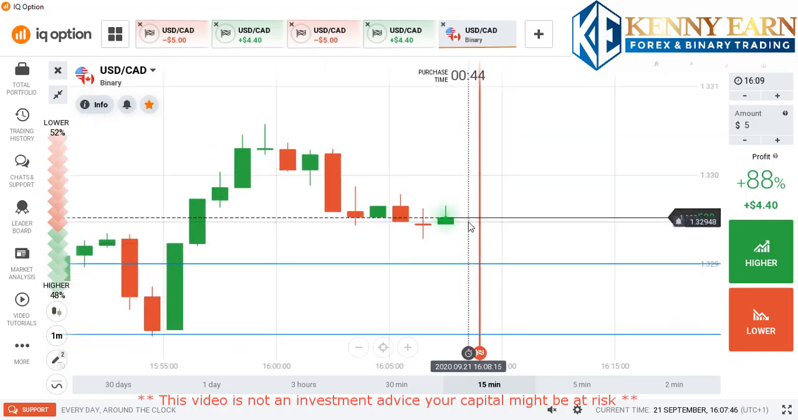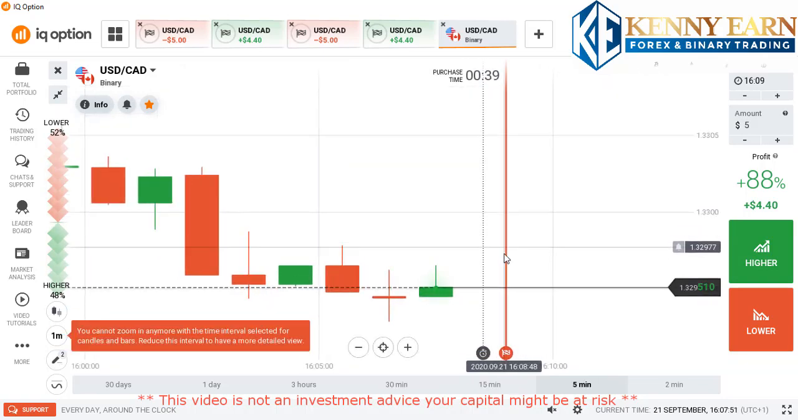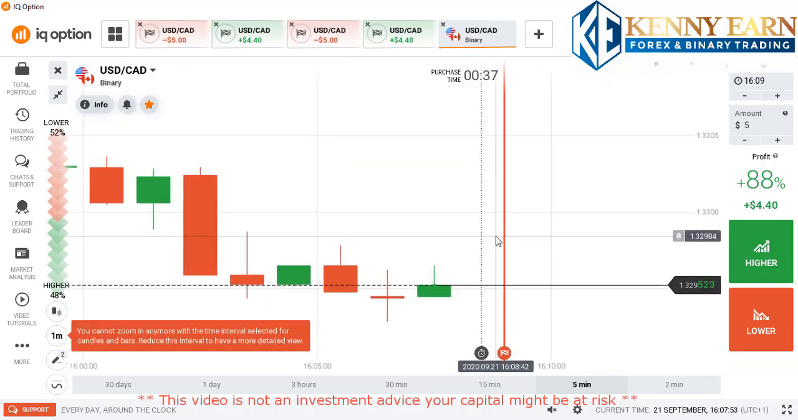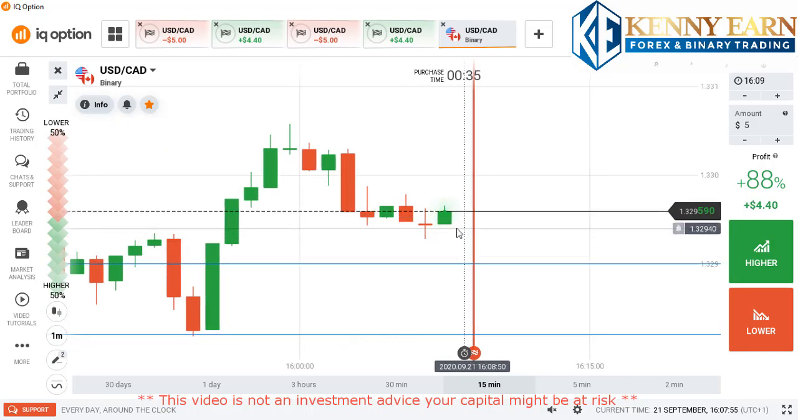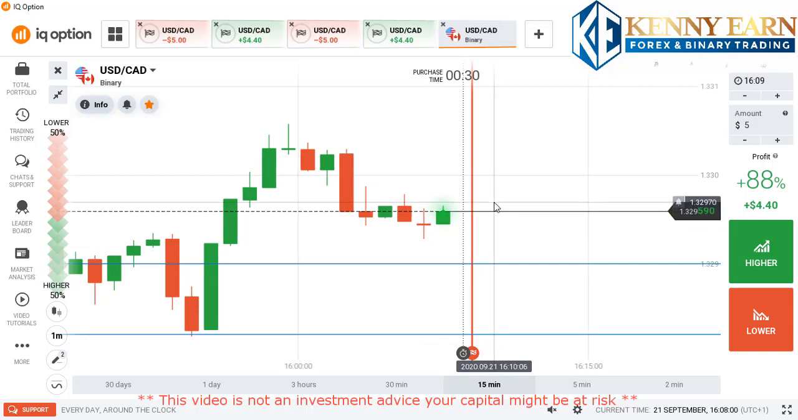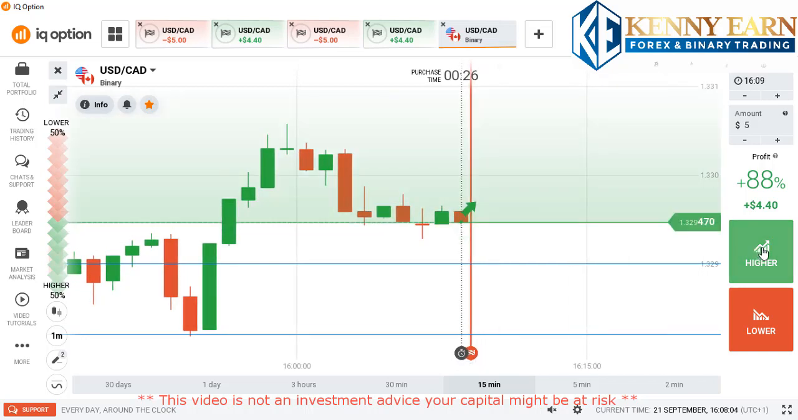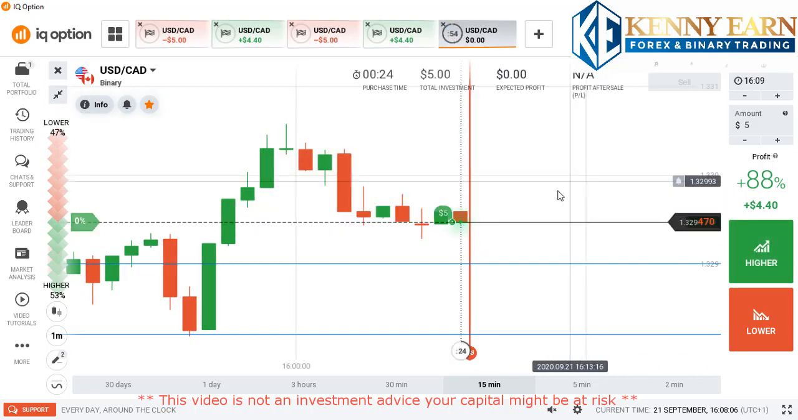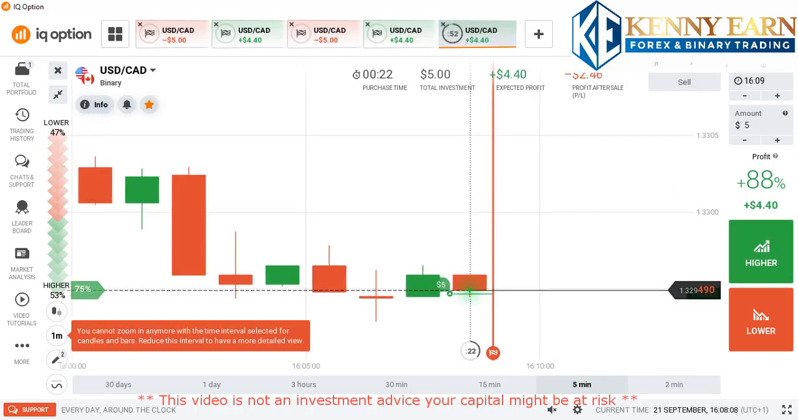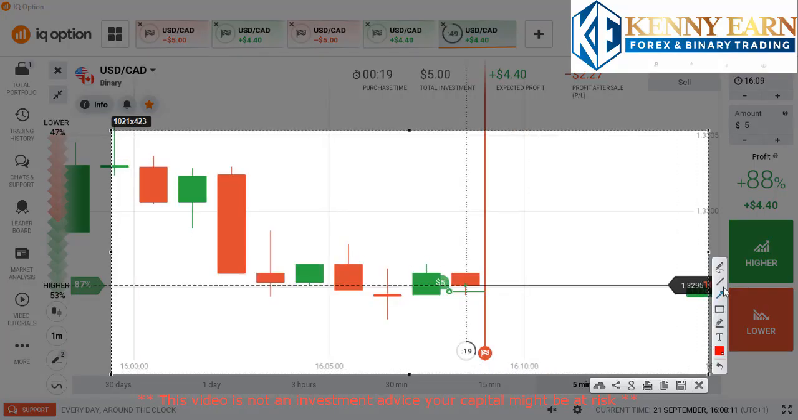Okay, we are getting some weak buyers entry here. Okay, buyers entered again. I think I'm going to go with a higher option. Yeah, I place a higher option here because we saw weakness in sellers and a strong buyer's entry.